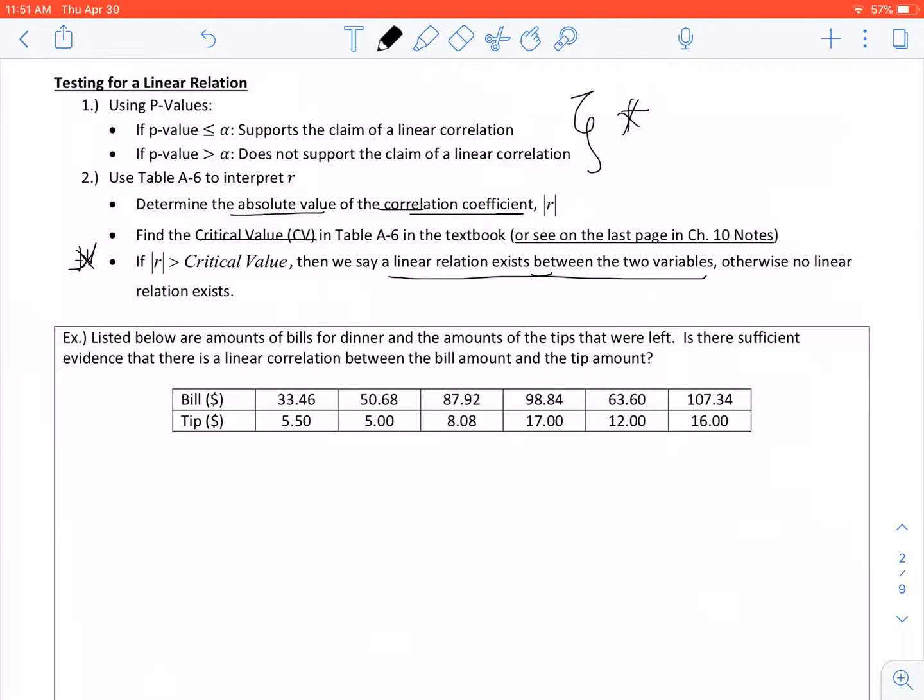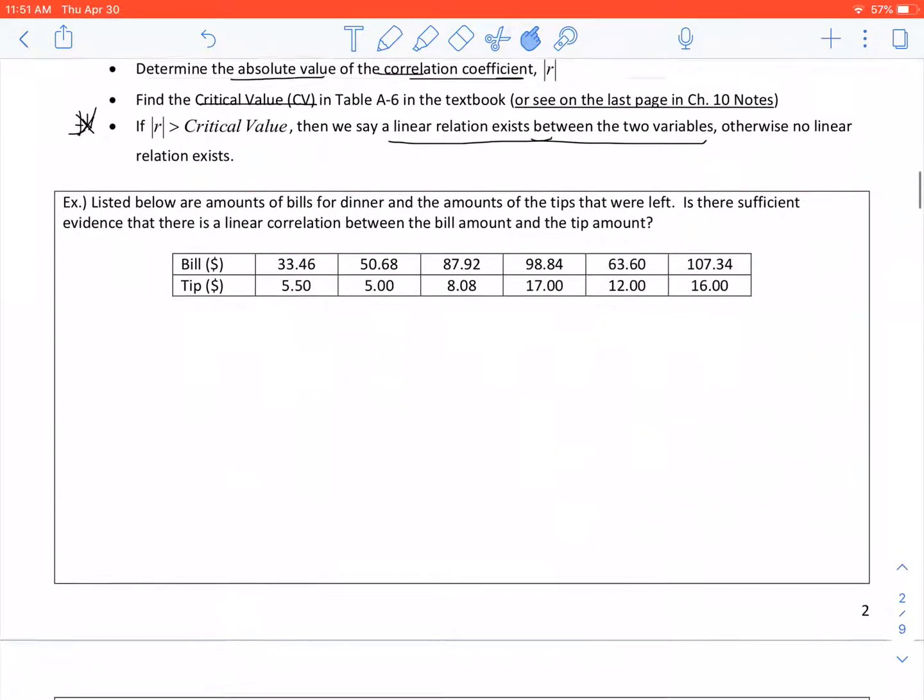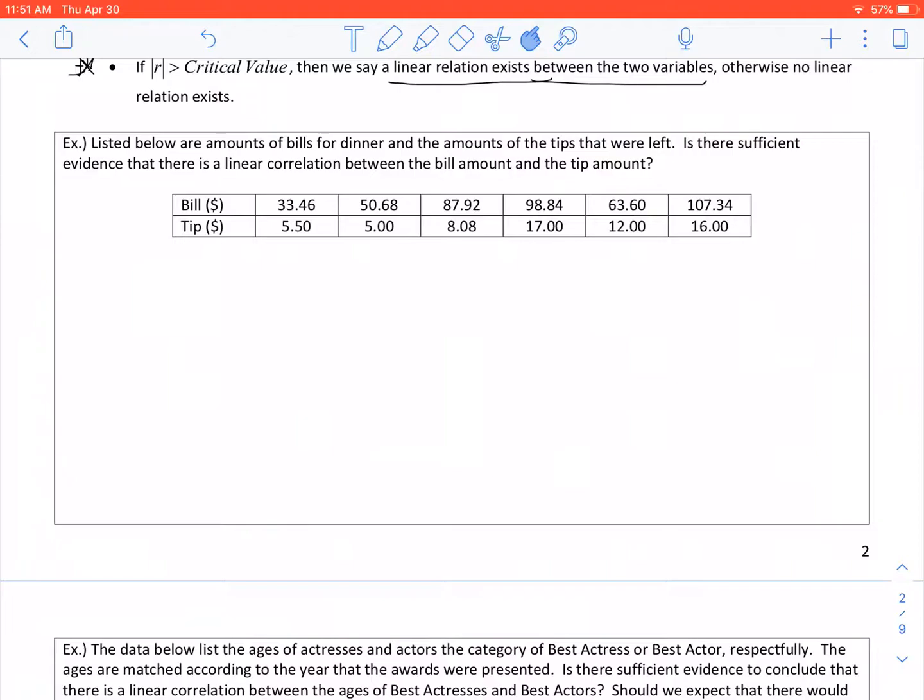So, the example says listed below are the amounts of bills for dinner and the tips that were associated with those. It says, is there sufficient evidence that there is a linear correlation between the bill amount and the tip amount? So the first thing you guys need to do is enter in all these numbers, say L1 and L2. So pause the video and put those numbers in. Once you have those numbers in, we are going to go to Stat, to Test, and for me it was letter F, LinRegTTest.